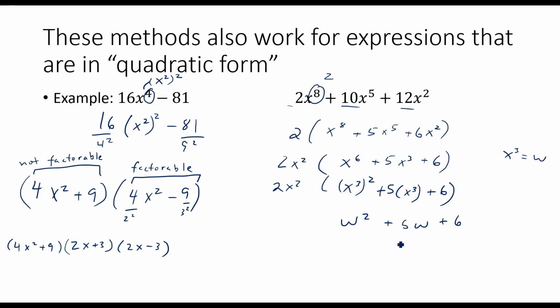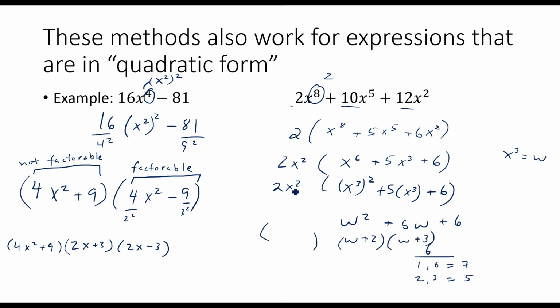Now, let's factor this out. Well, we have a 1 in the front, and we have 6 over here, so all I have to do is take the 6 and factor it out. We have 1 and 6. We have 2 and 3. And those are all our factors. 1 plus 6 equals 7, and 2 plus 3 equals 5. So it turns out that 2 and 3 are going to be part of our factors here: w plus 2, w plus 3.